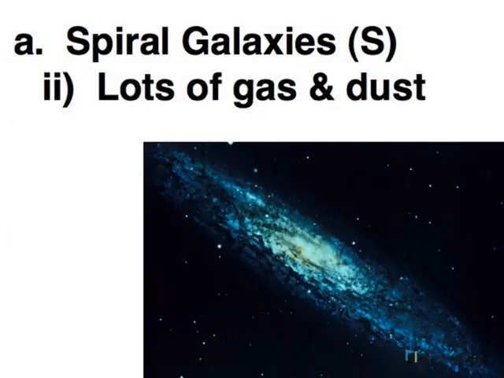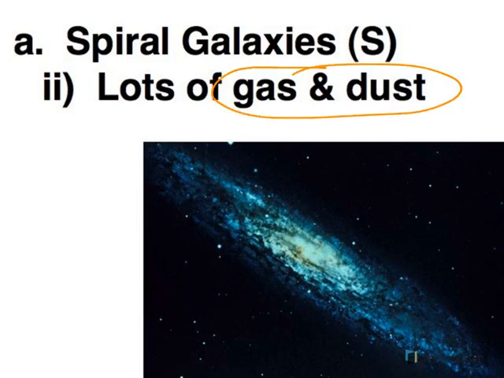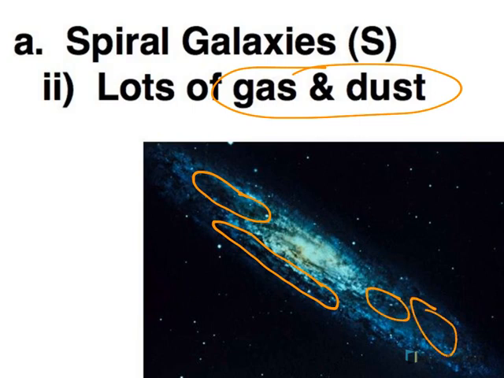Spiral galaxies are also known to be filled with gas and dust. When you look at a spiral galaxy, the bright parts are what you typically notice, but there's also dark parts, and those dark parts are where the gas and dust are blocking the light from the stars within the galaxy. And so that's a good indicator that there is a lot of material there if it can actually block the light of the stars.